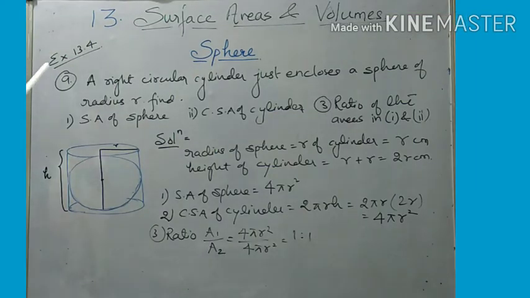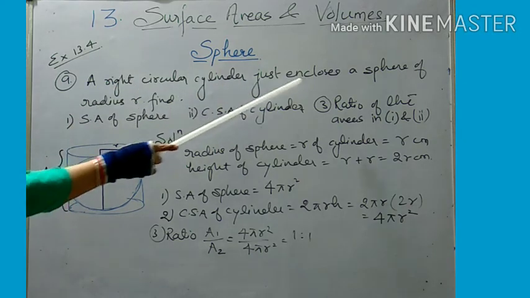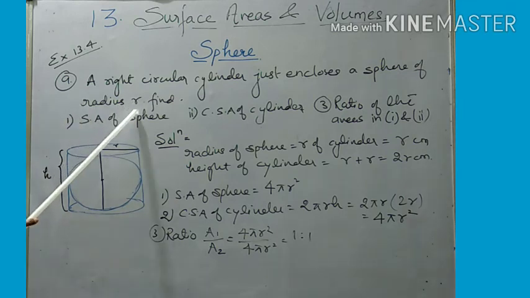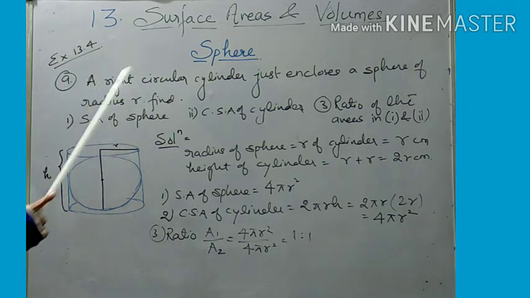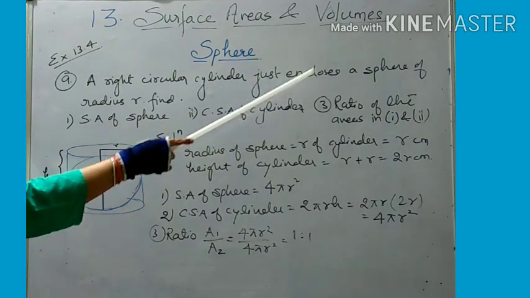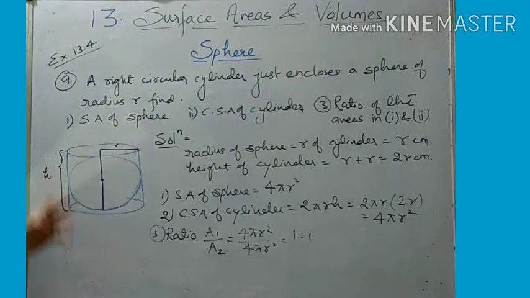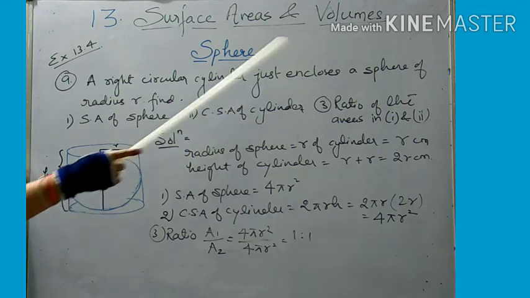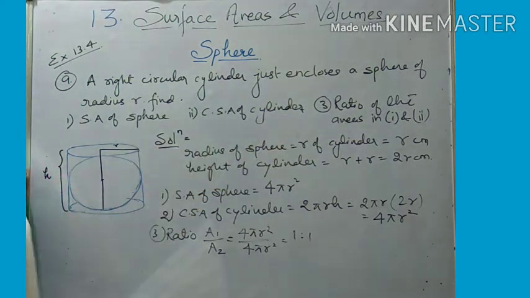Now the last question of the exercise. Question number 9. A right circular cylinder just encloses a sphere of radius R. What is given? A right circular cylinder just encloses a sphere of radius R. मतलब एक इतना बड़ा सिलेंडर है जिसके अंदर पूरे तरीके से क्या आ जाए? स्फीयर आ जाए. क्लियर? Now we have to find the surface area of the sphere, curved surface area of the cylinder, ratio of the areas in 1 and 2.